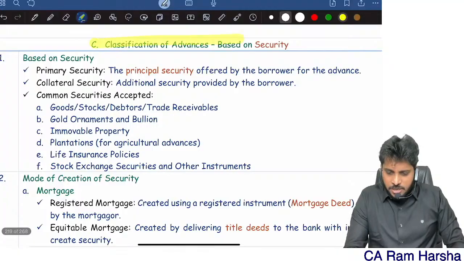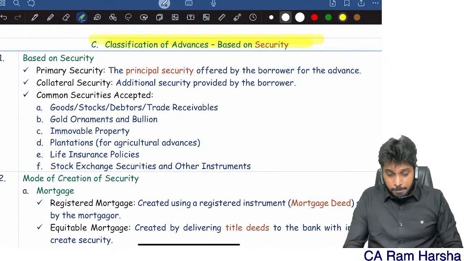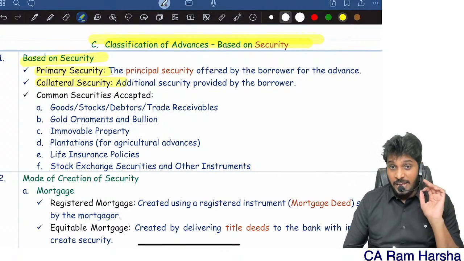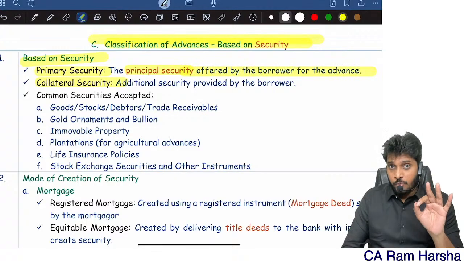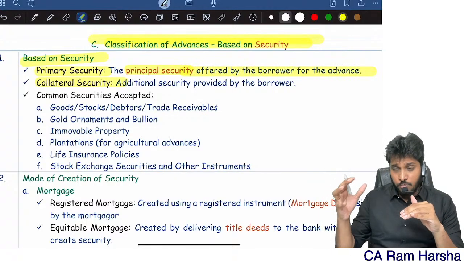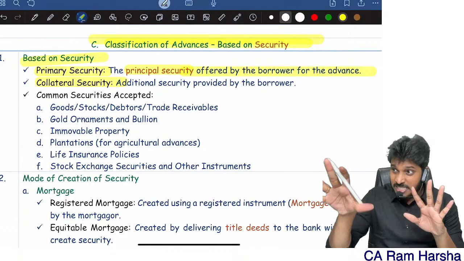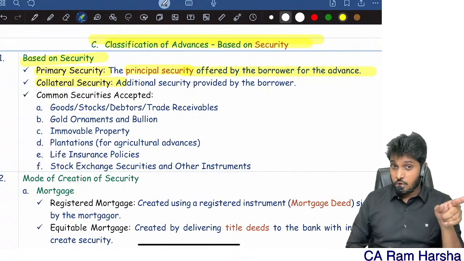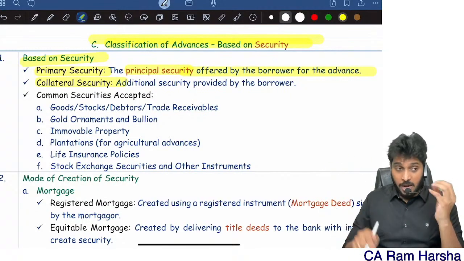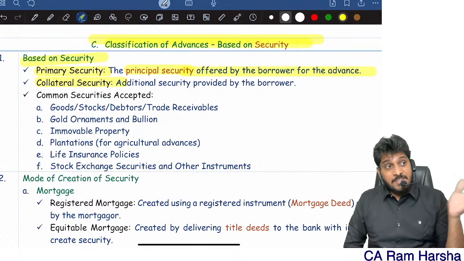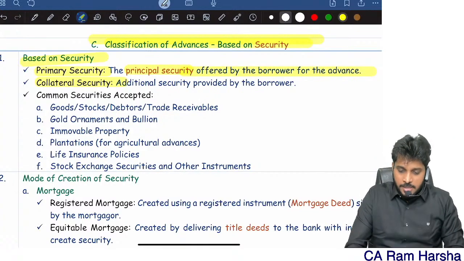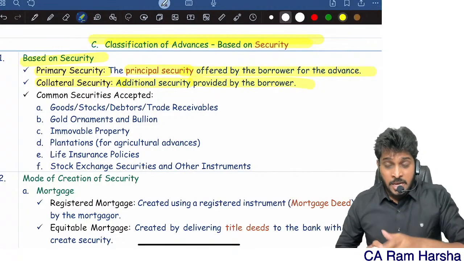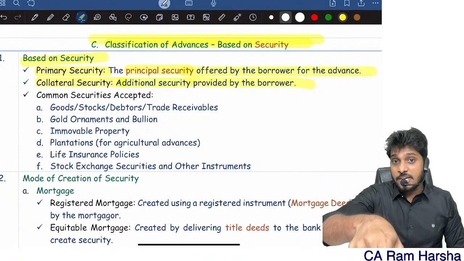Next, classification of advances based on security. Bank will accept two types of security by nature: primary security and collateral security. Primary security is the principal security offered by the borrower. Suppose I am taking a housing loan. I want to buy a house, and for that I want a loan. The house itself is given as security. That's primary security. The banker told me, sir, this house alone is not sufficient. Tomorrow if this house value declines suddenly, I want extra security. Then the person gave his car as a second, collateral security. That's additional security provided by the borrower. On collateral security, the bank will not have any right initially. If primary security fails, only then will the bank exercise collateral security.